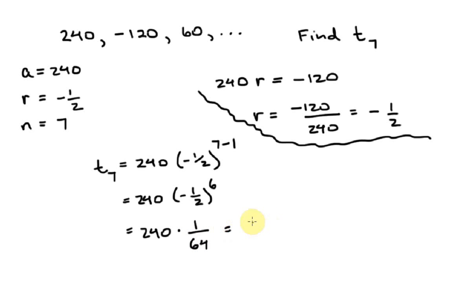So here's what I end up with. It's 240 divided by 64. You could put it into decimal form if you wish. I'm just going to divide the top and bottom by 16, and I get 15/4. So that's my final answer. That is what term 7 is.